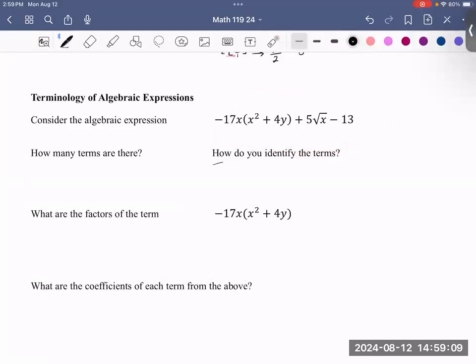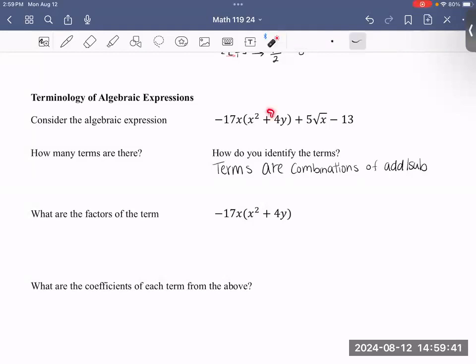Now, terms can be identified as combinations of addition and subtraction. So you can identify them with a series of addition and subtraction between values. What I mean between values is, notice that in here, yes, this value here has an addition sign between it, but the bigger picture is that you have something here, let's call this A, and something bigger here is being multiplied to it, right?